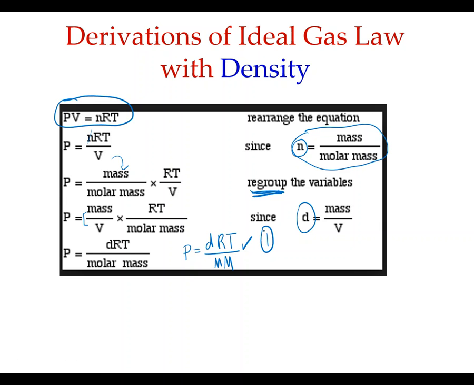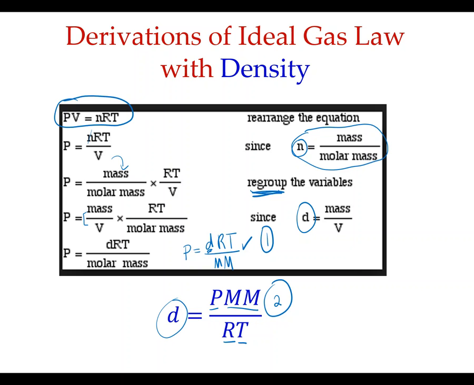Now, if I wanted to solve it for density, I would need to move the variables around. So I'd multiply the molar mass on both sides, then divide by RT. And you'd get this version. Pressure times molar mass over ideal gas constant times temperature gives you the density. So this would be the number 2 version of substitution and moving variables around to solve for density.